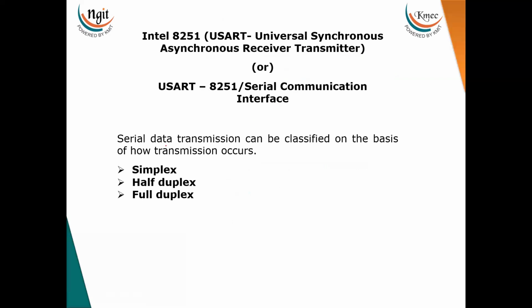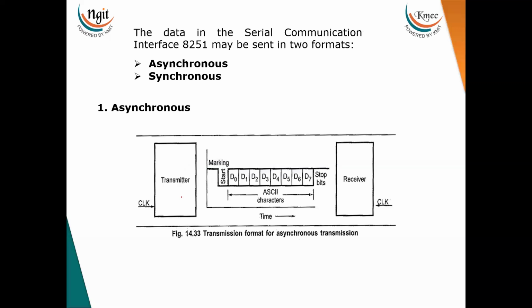Now, serial data transmission can be classified on the basis of how transmission occurs. So the first ones are simplex, half duplex, and full duplex. Simplex means data transfer takes place only in one direction. Half duplex means data transfer takes place in both directions but not simultaneously. Full duplex means data transfer takes place in both directions simultaneously.